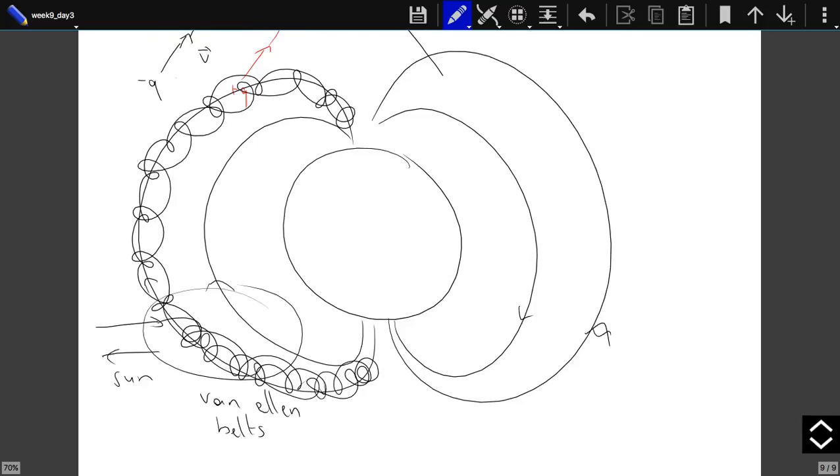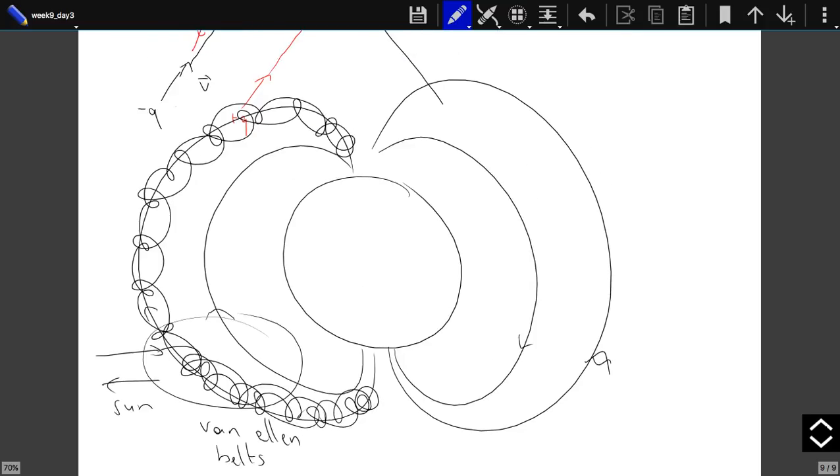And then eventually we said that the Earth is a big magnet. Where is the magnetic north pole of Earth? South. It's on the geographic south. So this is the north pole, this is the south pole. These lines are not correct.